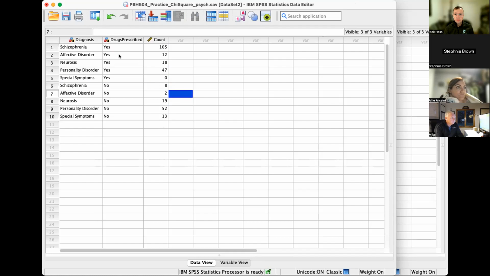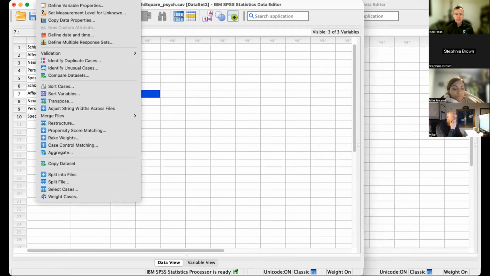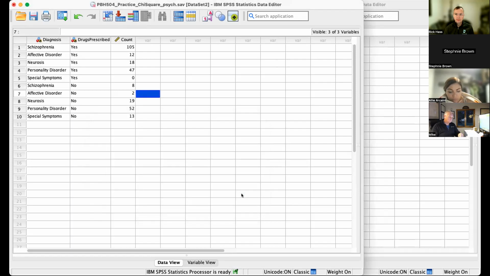Now, in order to analyze this in SPSS, we have to take an additional step. Right? So we've got to go to the data menu. This is the data menu. And all the way down the bottom, we see weight cases. It's very important, so you've got to do this first. You click on weight cases, and the only thing in there is going to be count. You want to click the toggle for weight cases, move count over there, and press OK. Because what that's going to do is now SPSS is going to interpret these data correctly.